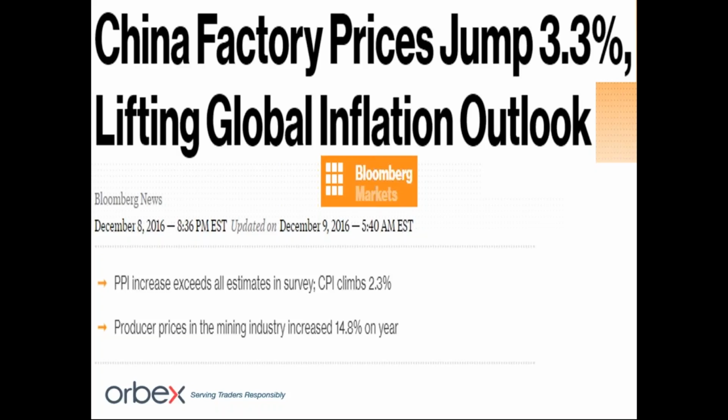So we've got some other news that signals inflation, but coming from a different perspective. Here you've got China factory prices jump 3.3%, lifting the global inflation outlook. Again, this one's Bloomberg, on the 9th of December. Then you've got PPI, the producer price index, increase exceeding all estimates in the survey. CPI, again, climbs 2.3%. All I want to tell you is that you've got inflation going on big time. The momentum and power of it is boiling up a good soup of chaos, it looks like, with the inflation numbers. Producer prices in the mining industry again increased 14.8%.